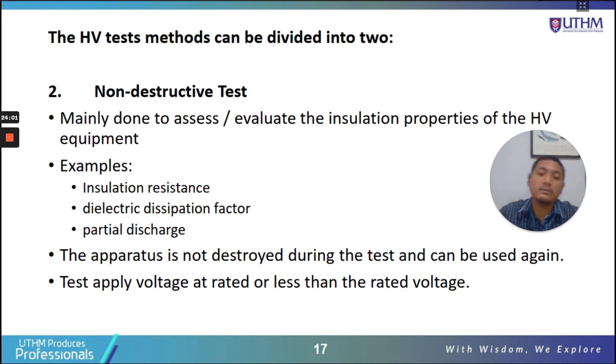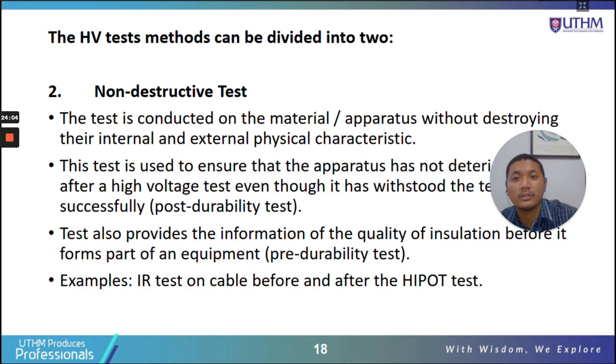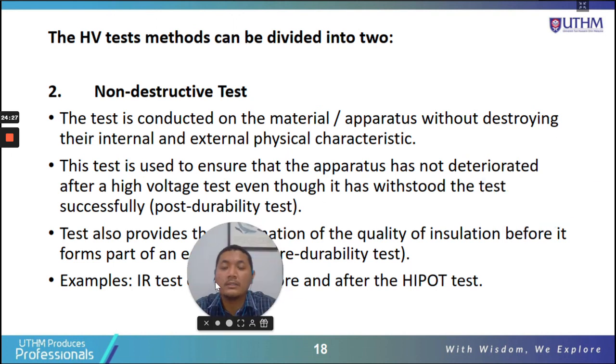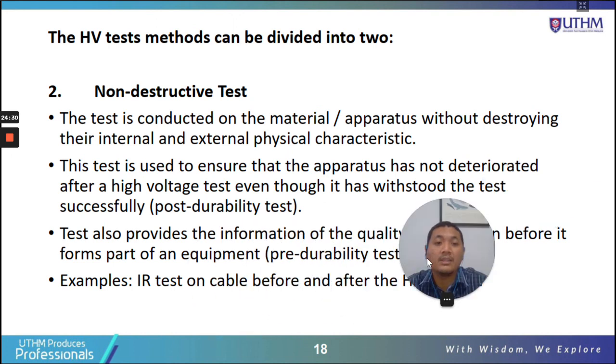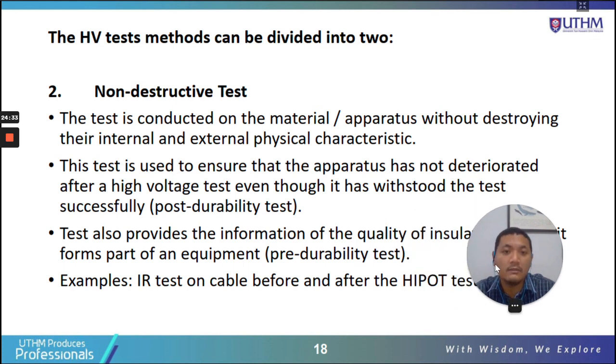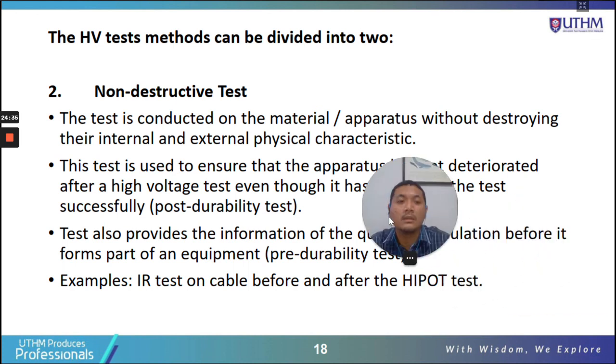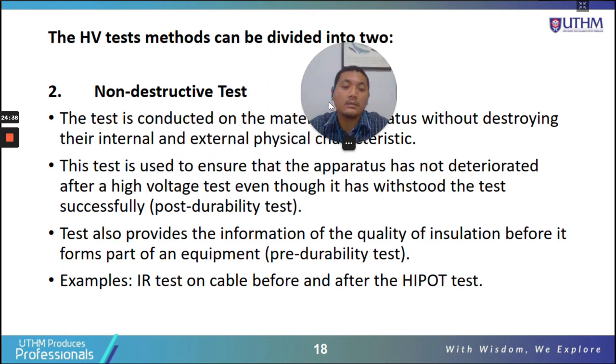So the test applies voltage at rated or less than the rated voltage, and the test is conducted on material or apparatus without destroying their internal or external physical characteristic. Okay, it will not affect the material. Okay, it's just to measure the material properties. Okay, this test is used to ensure that the apparatus has not deteriorated after high voltage test, even though it has withstood the test successfully.